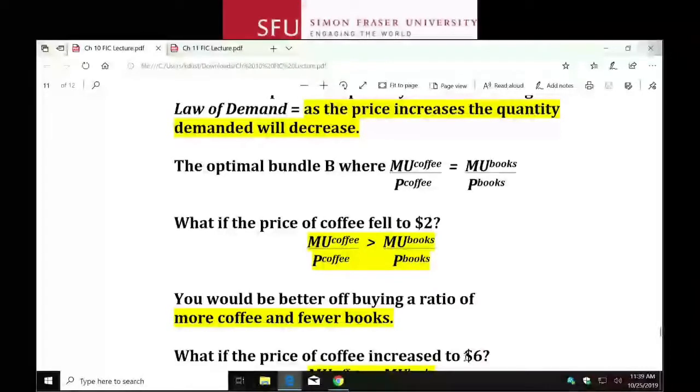And then the opposite: if the price goes up, so the price was $4 for coffee, and now the price of coffee goes up to $6, now that fraction will become smaller. They'd be getting less utility per dollar from the coffee, and then of course they will buy less coffee.